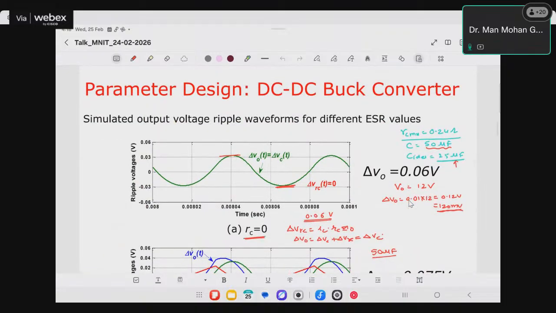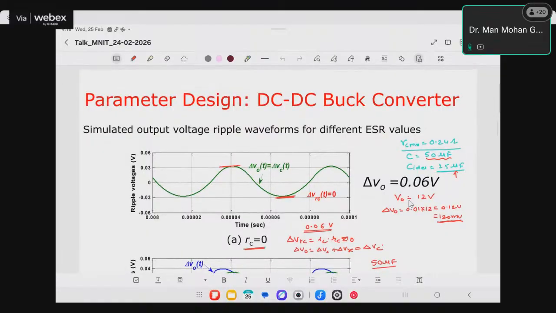Then we have seen the impact of RC. The voltage across the capacitor is taken as the output. Whatever the voltage across the capacitor is, that is the output voltage also. So whatever ripple is there in the capacitor will be reflected in the output also. One of the key points in designing converters is to keep the output voltage ripple within the specified limit, right? We have seen how the ESR impacts the output voltage ripple a lot.